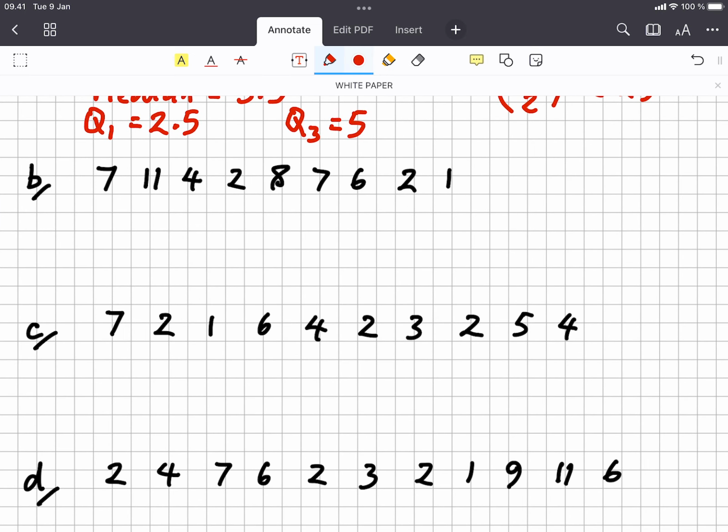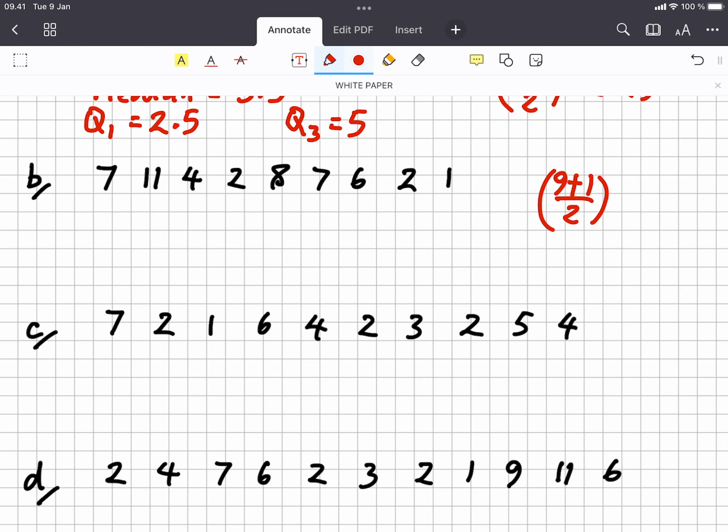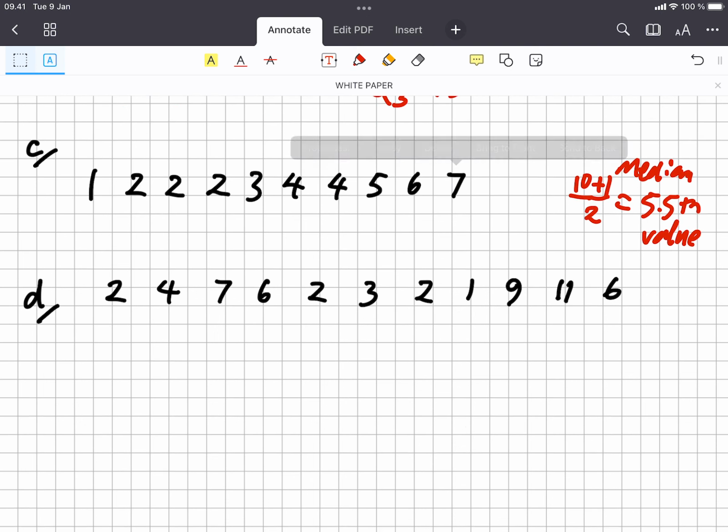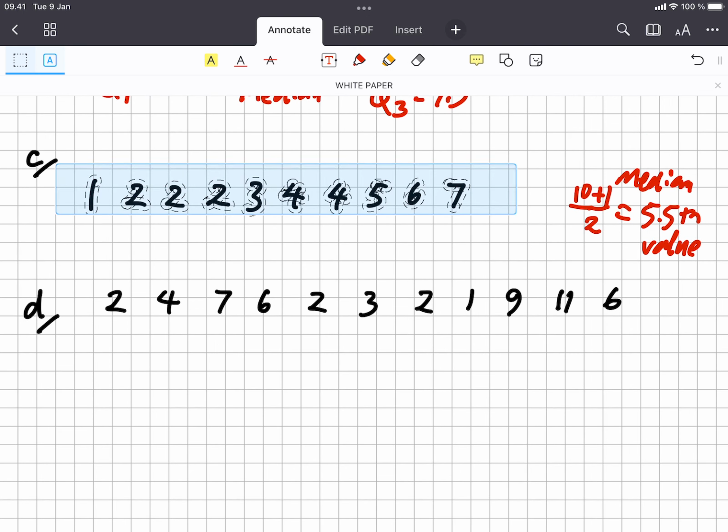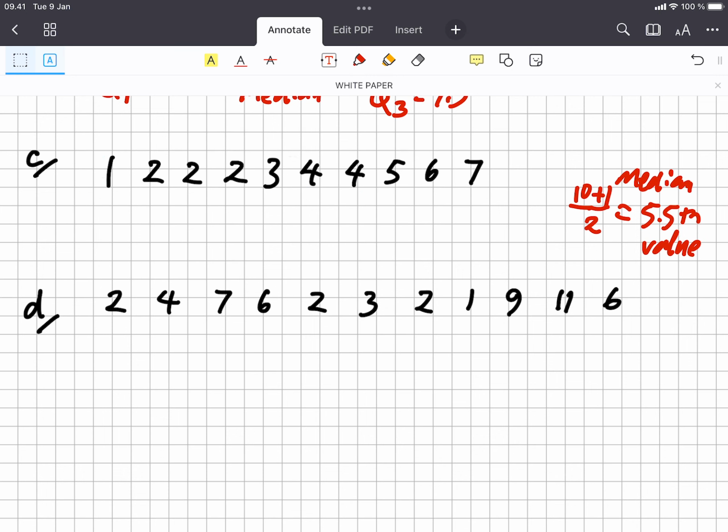Going on to the next one, well, we've got 9 values. 9 plus 1 divided by 2 is 5 values. So the median is the 5th value. We have, of course, got to put these in order. So the median was the 5.5th value, so between the 5th value and the 6th value. So the median is 3.5, halfway between a 3 and a 4.